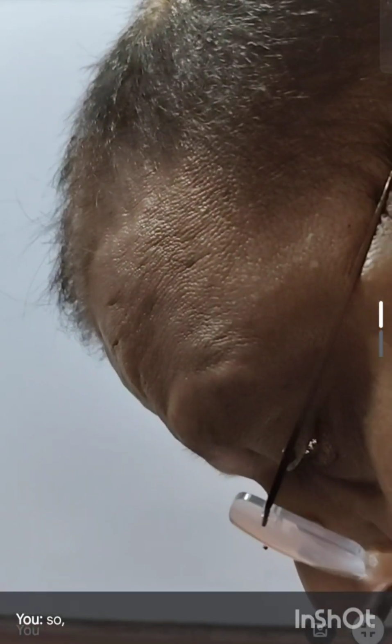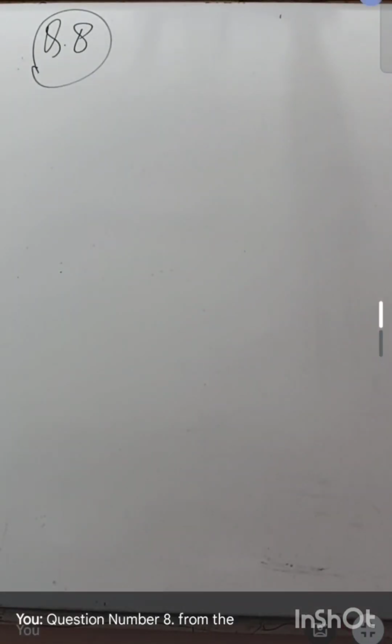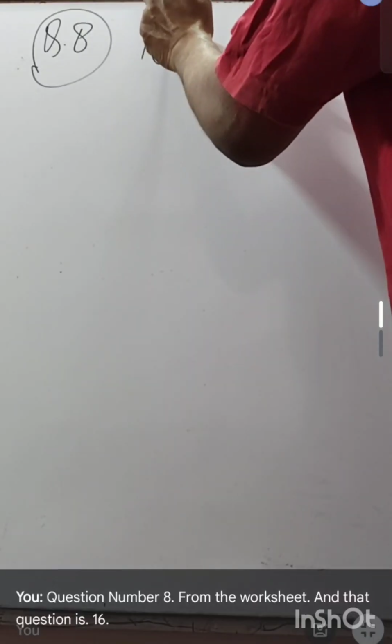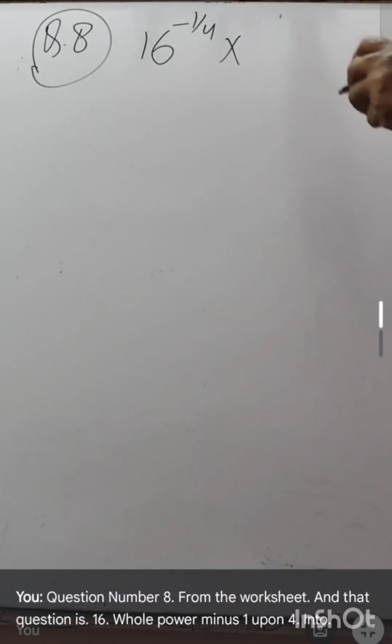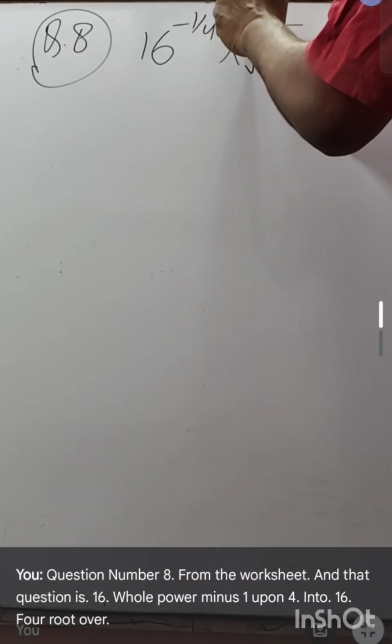So we will do question number 8 from the worksheet, and that question is 16 whole power minus 1 upon 4 into 16 4 root over.